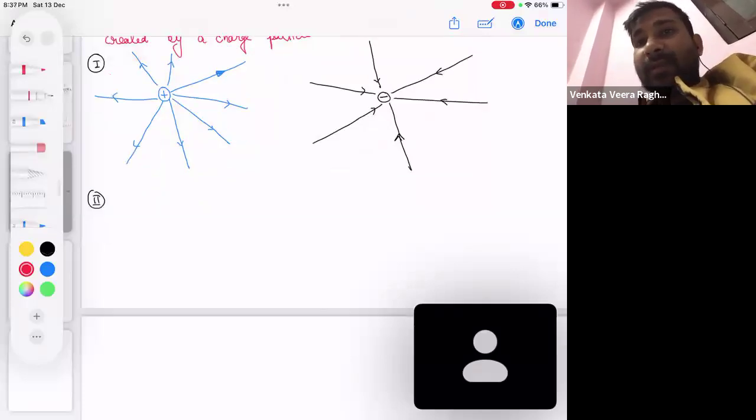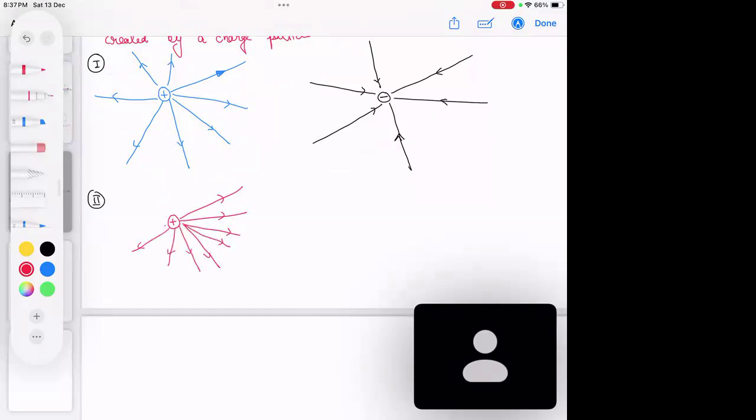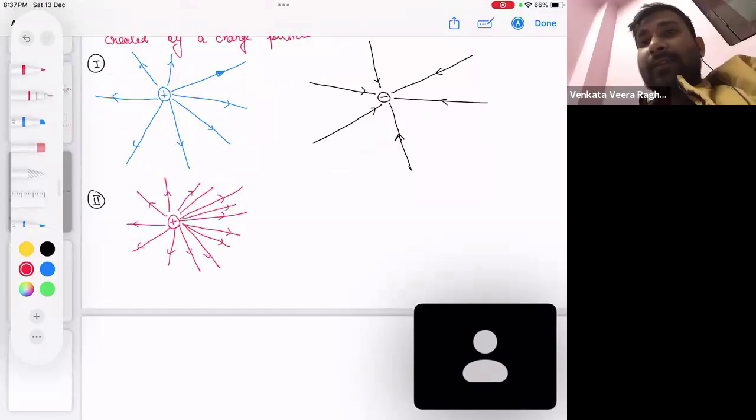Let's see what this means. Let's say a positive charge particle is there. This is how the field lines will come. Please tell me, everyone, is it how the field lines will be coming? Yes, sir. Something like this. What did I say?